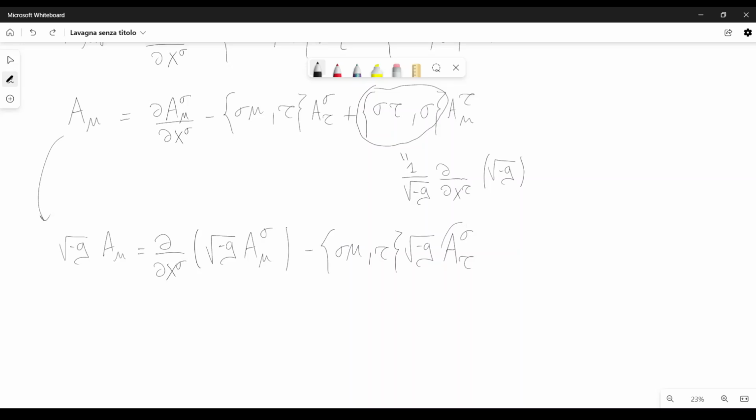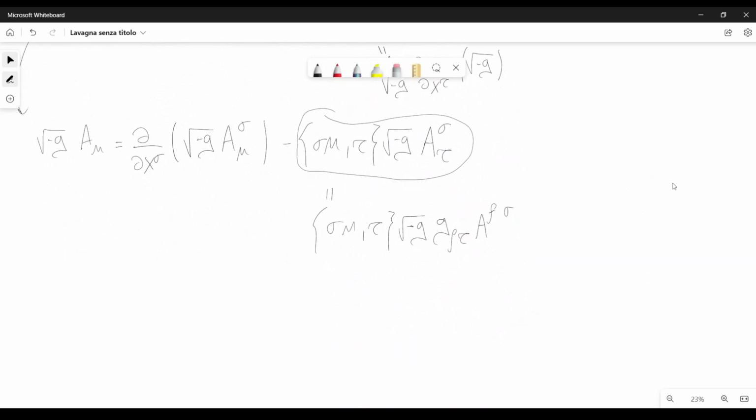Now we can rewrite a sigma tau in a different way. So let me consider this whole term where I'm going to rewrite a sigma tau. I have the same Christoffel symbol sigma mu tau times square root of minus g, and instead of a sigma tau I'm going to rewrite g rho tau with lower indices, and then here I have a rho sigma with upper indices. And in its turn, this term here can also be written like this.